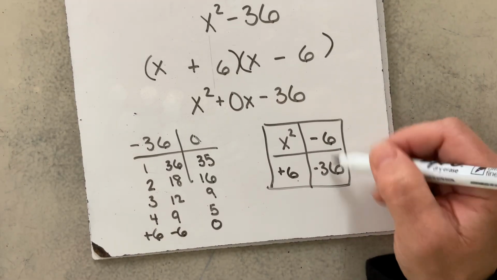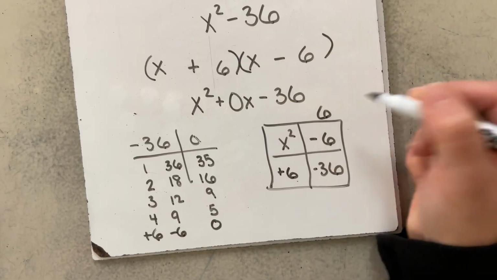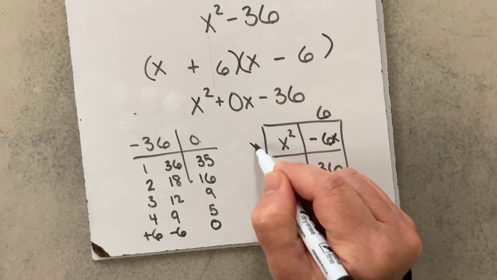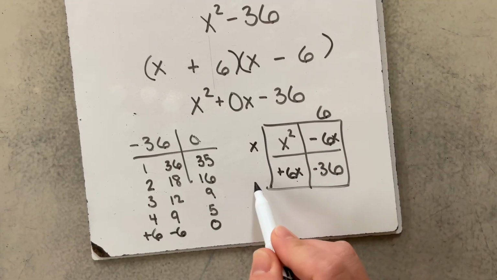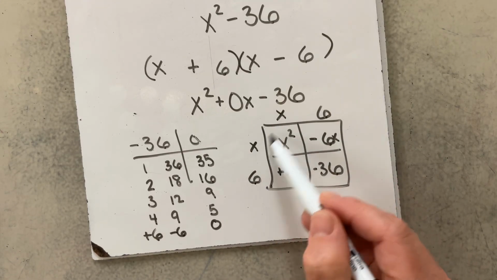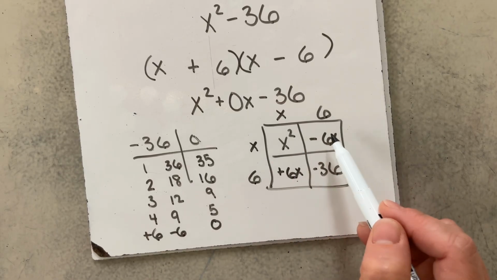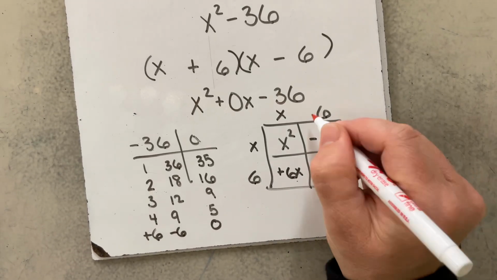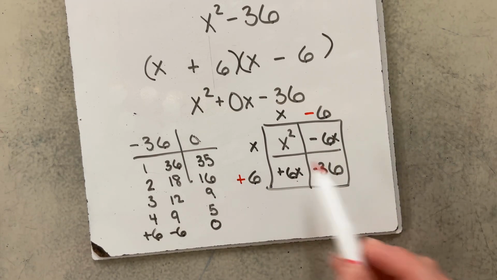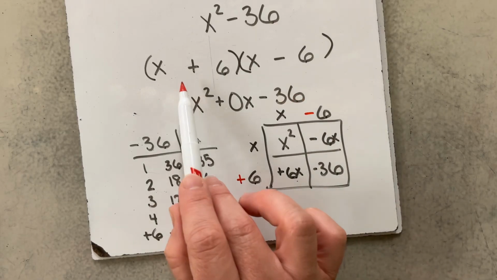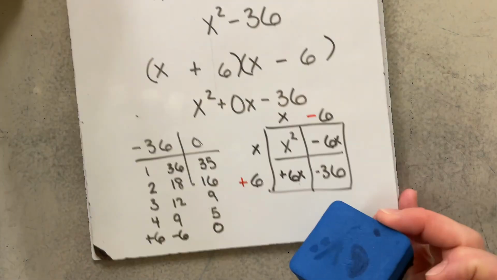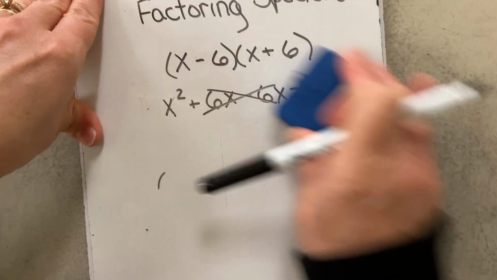But what we notice is, here's the x they agree on. This is also the 6 they agree on. And this is the x they agree on. X times x is x squared. X times 6, we're going to need that negative. Now, x times 6, that's where we need the positive. So even if you work it out in the way that we've been learning, it's still going to give you the same thing. So do you have to memorize this? No. Could you? Yes.